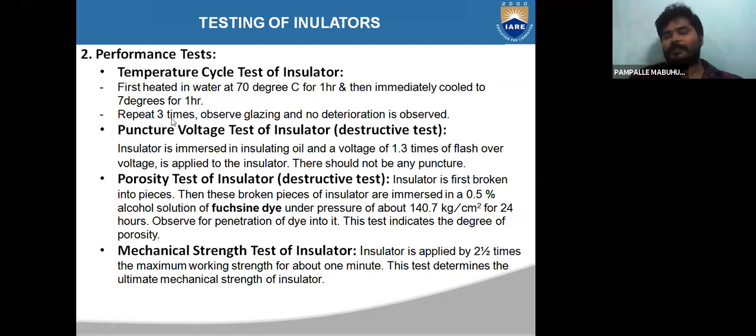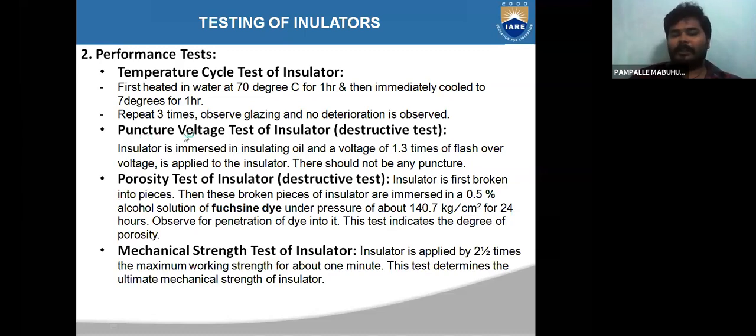You heat to 70 degrees and keep it for 1 hour, and immediately cool it to 7 degrees and keep it for 1 hour. Like that you repeat 3 times. After repeating 3 times, you have to observe the glazing of the insulator. There should not be any deterioration on the insulator glazing. If there is any deterioration on the glazing, then the insulator is damaged. If there is no deterioration, then the insulator has passed this test, which means the insulator is perfectly suitable. This is called the temperature cycle test.